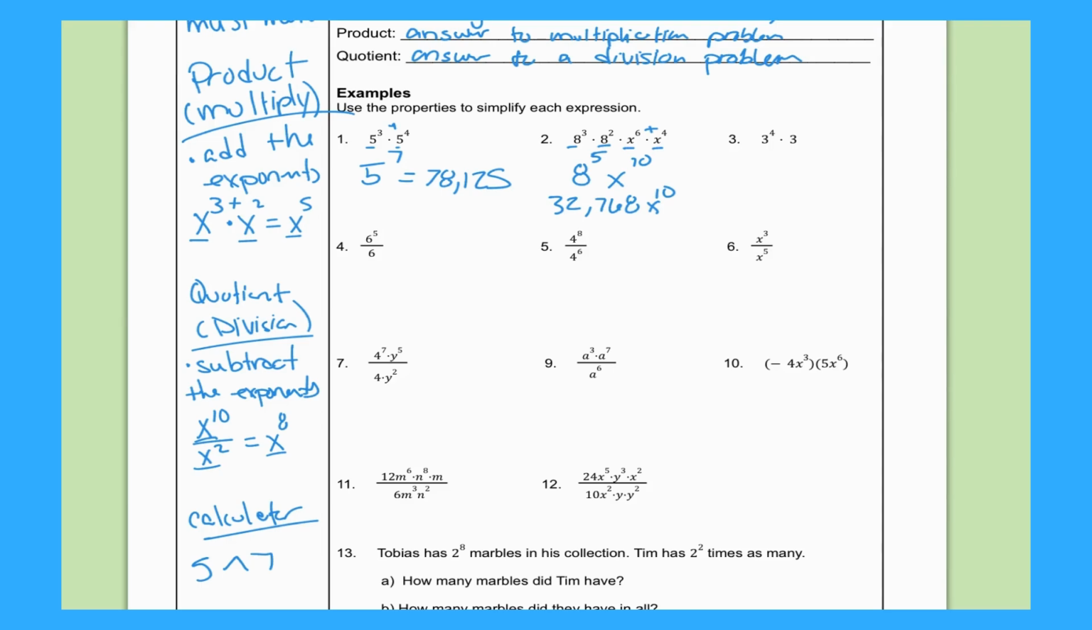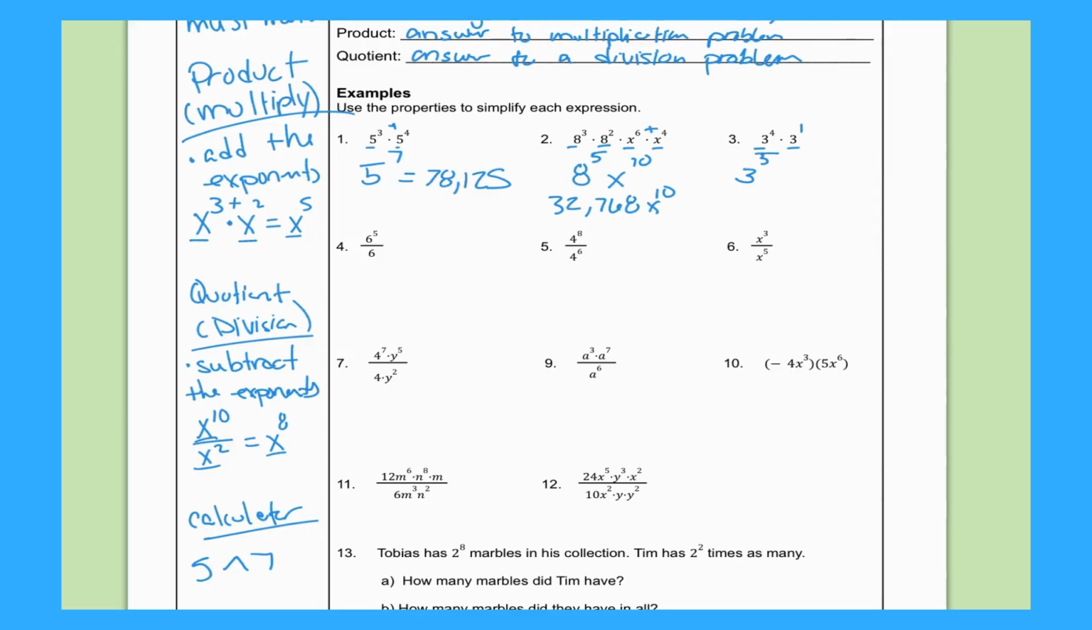Okay, number 3. The second 3 actually has a hidden exponent. If it doesn't show the exponent, it's because it's a 1 and we don't have to write it, but it is still there. So on this one, the bases match, 3 and 3, so the base is going to stay 3. But now I can add those exponents. 4 plus 1 is 5.